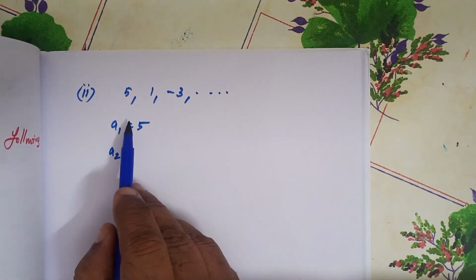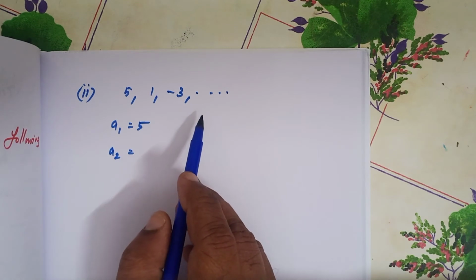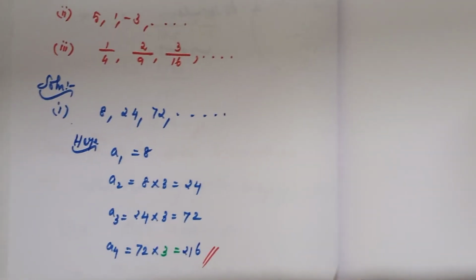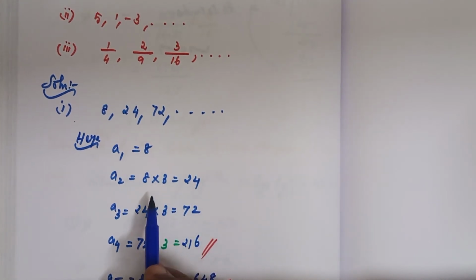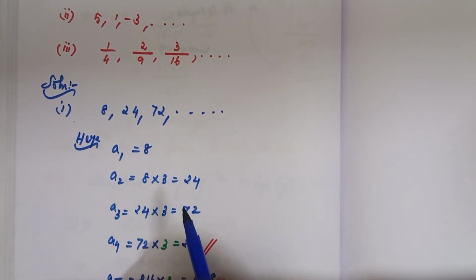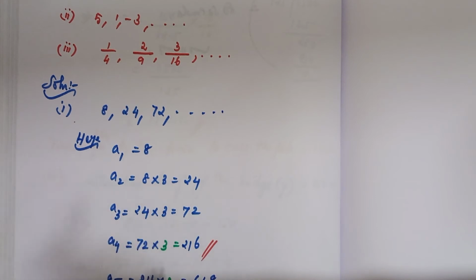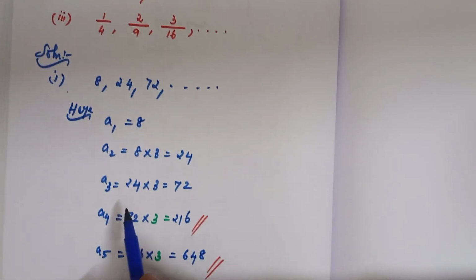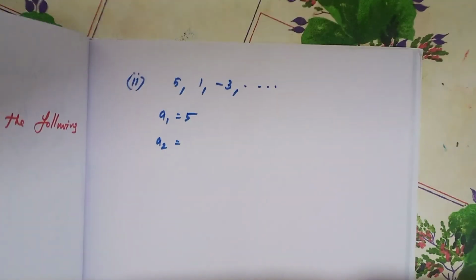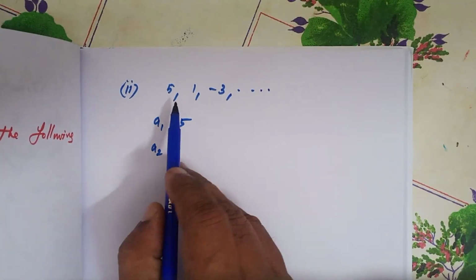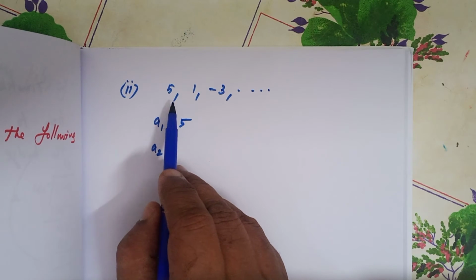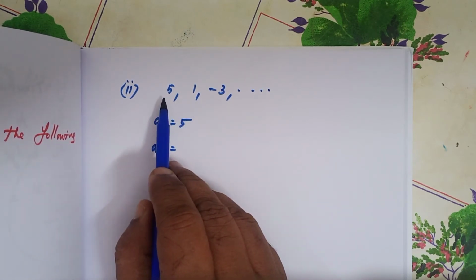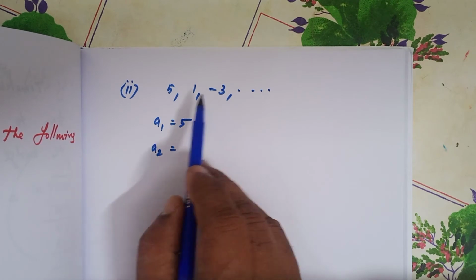Subdivision number 2, 5, 1, minus 3. There is a difference between first subdivision and second subdivision. In first subdivision, each and every number is a multiple of 3 with the previous number. 8, 8 into 3, 24 into 3, 72 into 3, it is going on. But not like that. It is constantly decreasing. 5 becomes 1. 1 is less than 5. 1 becomes minus 3. Minus 3 is less than 1.